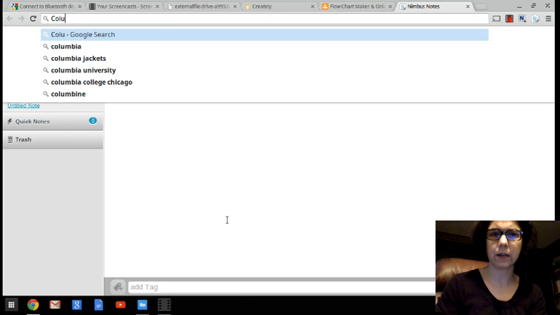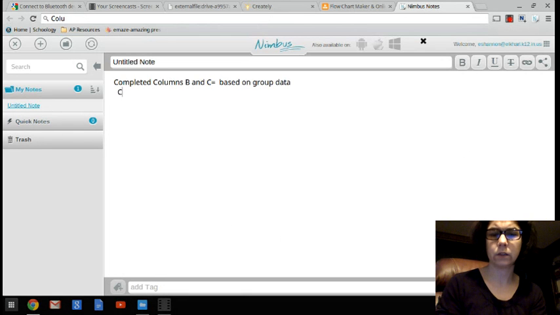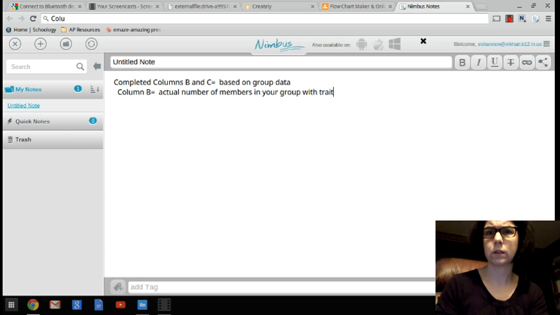Column B was the actual number of members in your group with the trait. Column C equaled the percentage of members in your group with the trait.